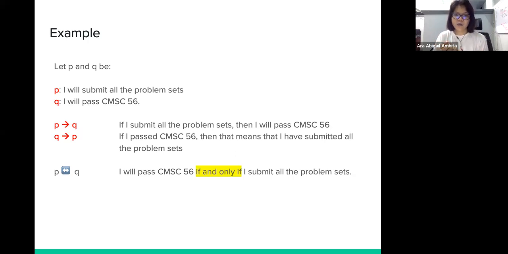And also, it will be false if you submitted all the problem sets, but you did not pass ComSci 56. So that's the time that you have to question your teacher why you did not pass, right? When in fact you have submitted all the problem sets. So that means that it will result to false also.